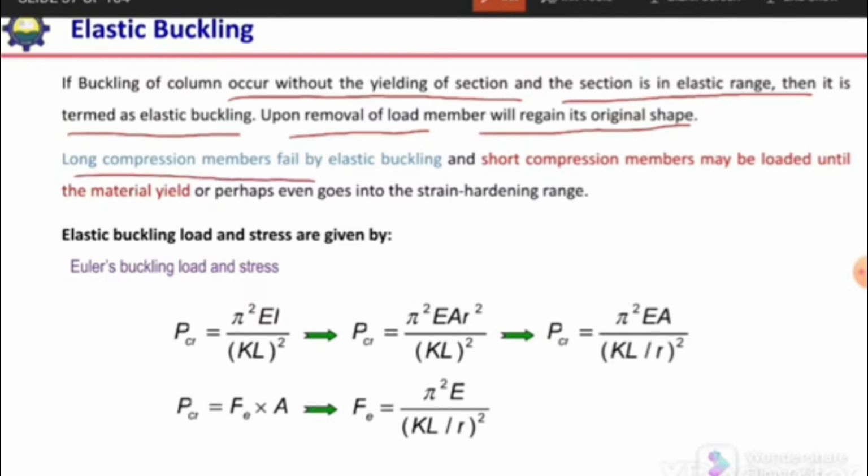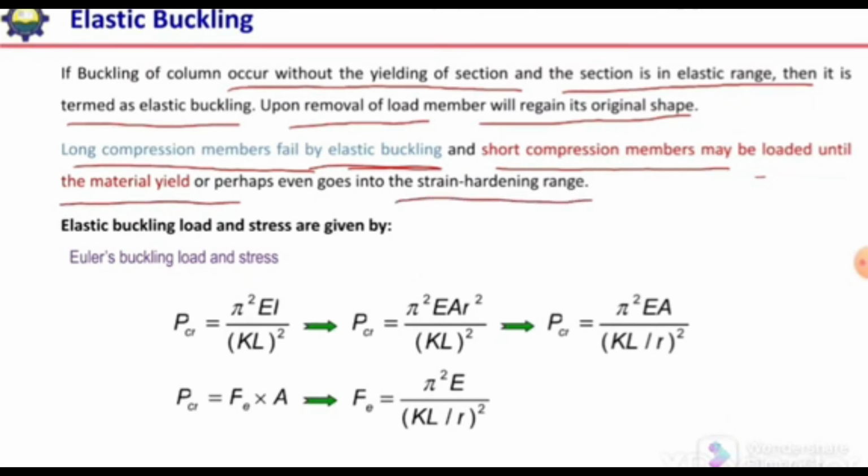So long compression members fail by elastic buckling. There will be no inelastic buckling, or we can say there will not be any yielding. In case of short compression members, there may be yielding of the member and it can even go into the strain hardening range. So in case of short columns, we can go up to yield as well as the strain hardening range. But in case of long columns, we will have elastic buckling. The material will not reach its yield stress.